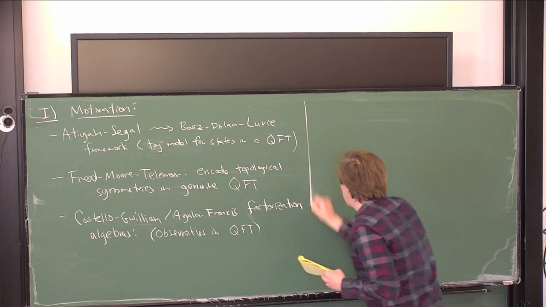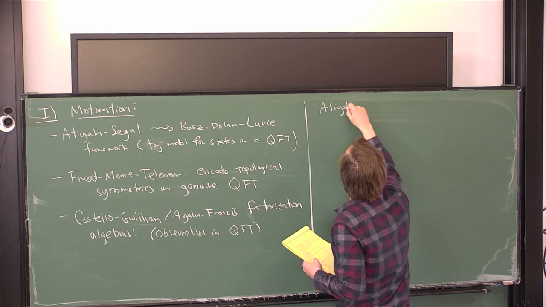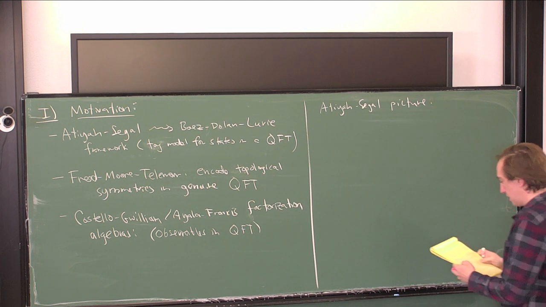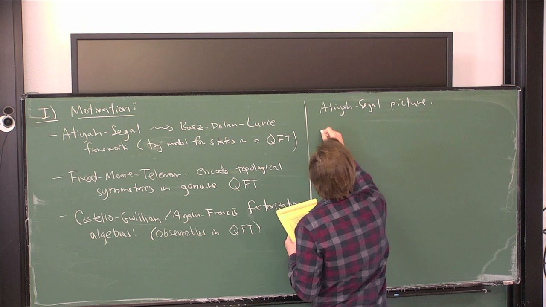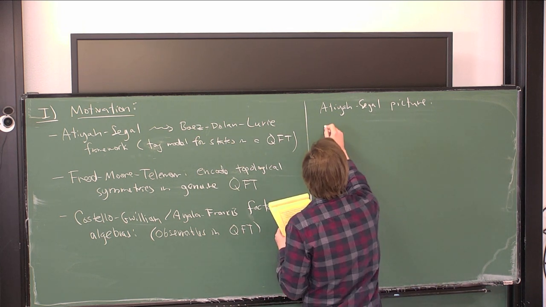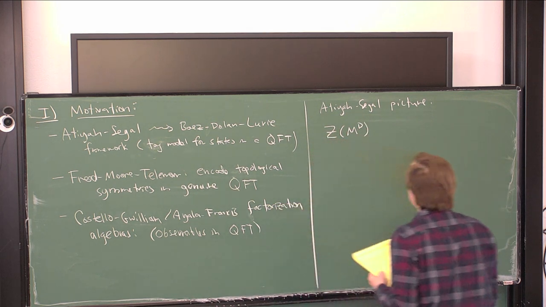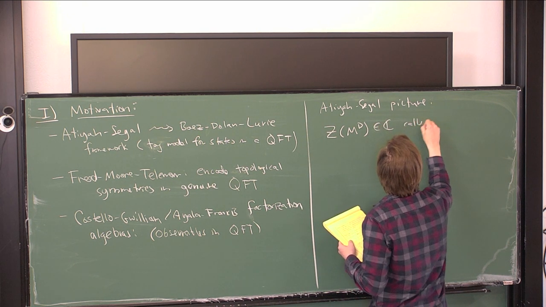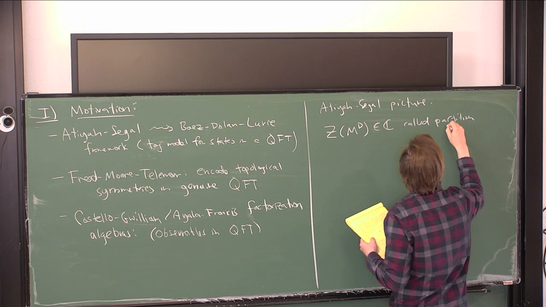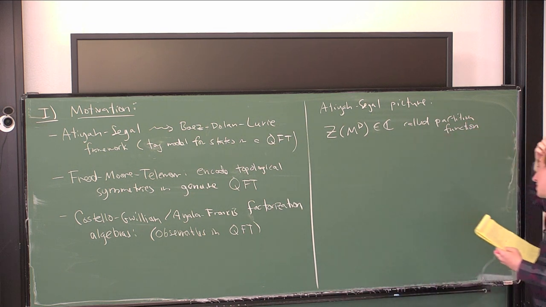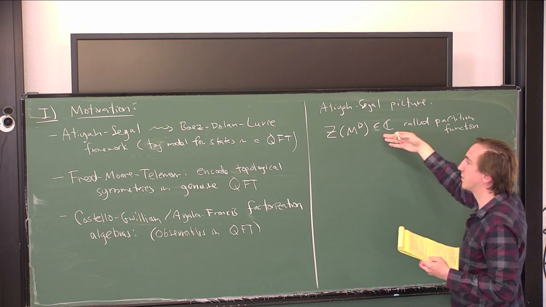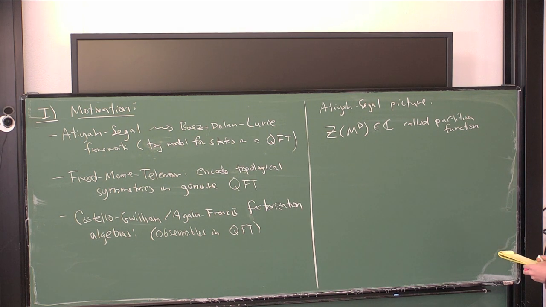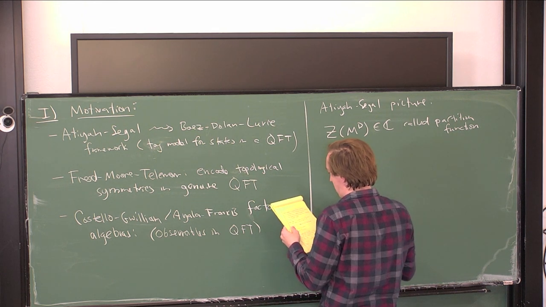So maybe let me start with Atiyah-Segal. The Atiyah-Segal picture. Let's say we're in, let me not worry about the signature. So if we have some d-dimensional manifold, we want to assign to this some number called the partition function. And already this is the main issue with this approach, that typically in physical examples these numbers are not really well defined. We have to worry about renormalization and all kinds of business. But Atiyah and Segal said, let's not worry about that.